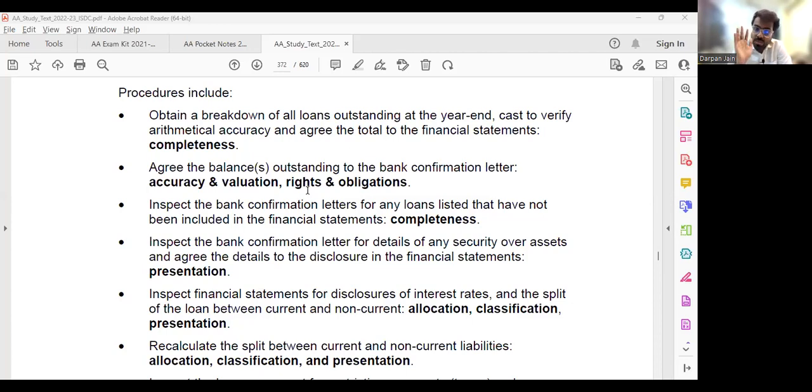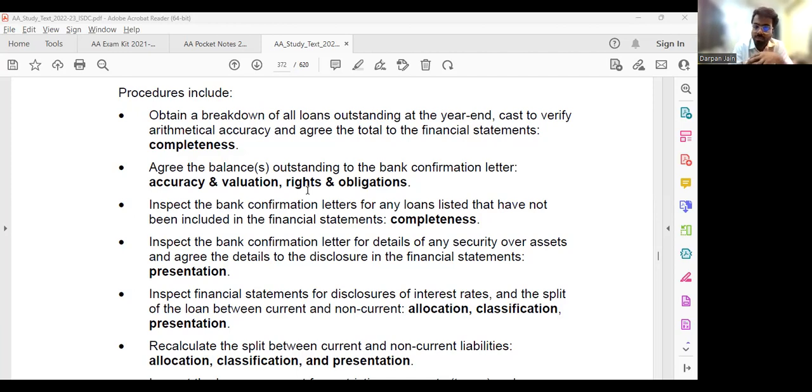Next, inspect the bank confirmation letter for any loans which have been listed that have not been included in financial statements. You're starting from an external source. You're taking a bank confirmation letter. You're seeing what are the different loans which are listed here. Then you're checking whether they have been included in your financial statements or not. So in this direction, what are you checking? Of course, completeness. If you're going in this direction, you're checking for completeness, right?